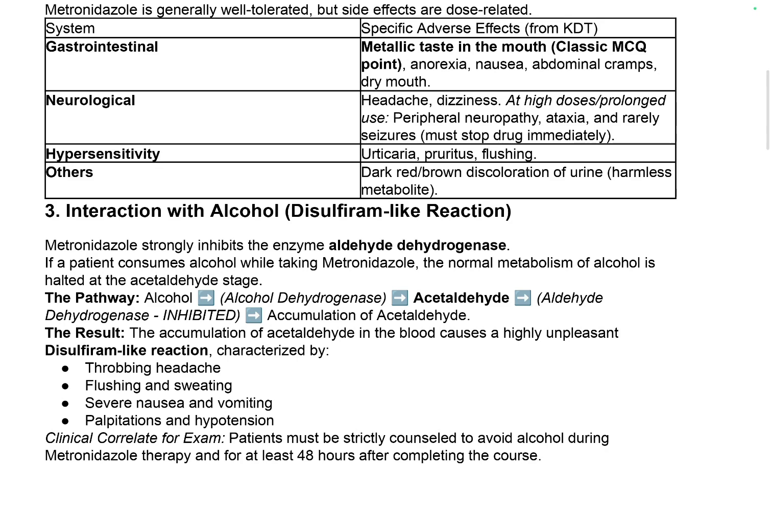Alcohol, meaning ethanol, to acetaldehyde: this reaction is catalyzed by the enzyme alcohol dehydrogenase, and acetaldehyde to acetic acid is catalyzed by aldehyde dehydrogenase. Now metronidazole strongly inhibits aldehyde dehydrogenase. So what will happen if acetaldehyde cannot get converted to acetic acid? It will accumulate. This accumulation of acetaldehyde in the blood causes a highly unpleasant disulfiram-like reaction characterized by throbbing headache, flushing and sweating, severe nausea and vomiting, and palpitations and hypotension.